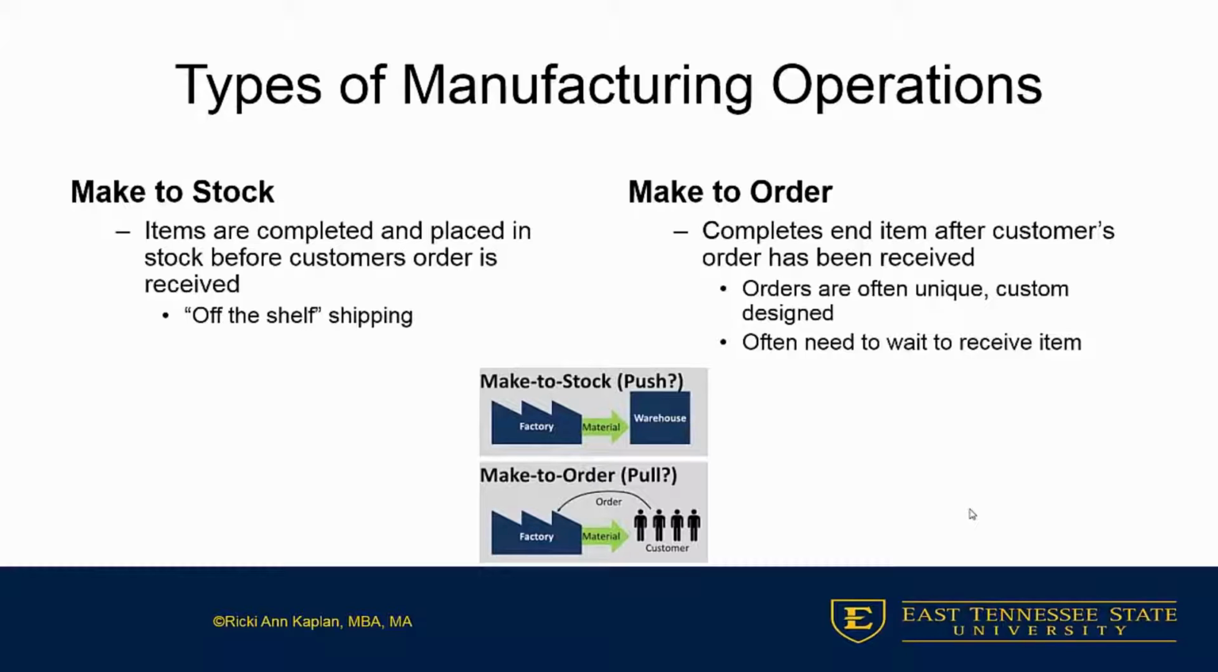Make to stock is considered a push item. You're going to push it through the system. You're going to make it not knowing truly how much you need because you don't know the number of orders you have or what people are ordering. So you're going to push it through. Make to order is a pull system because it is the customer telling you, I want this. So they're pulling, helping you know what to produce.